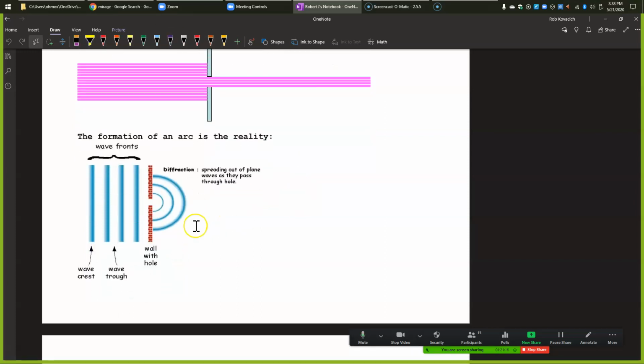Okay, so let's do this with analogy first. Many ports or harbors actually have break walls on them, meaning they don't want waves coming in.